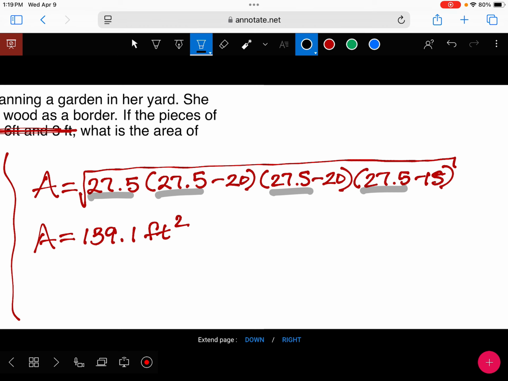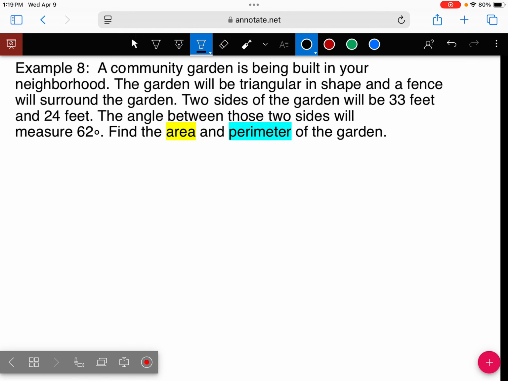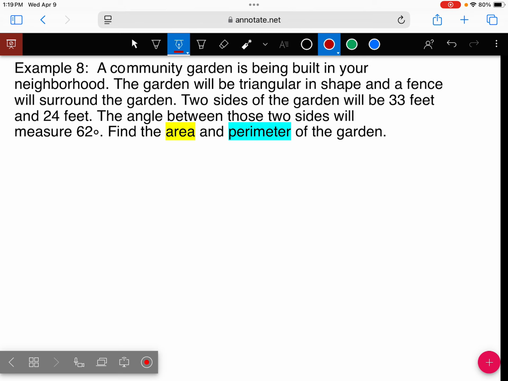All right, last one, y'all. We're finishing up chapter 8. So we got a garden. That garden is being built in your neighborhood. The garden will be triangular and a fence will surround the garden. So 2 sides of the garden are 33 and 24. The angle between those sides measures 62. So I'm going to go ahead and draw this out. So I have my garden. And I have a 62 here. And then I have a 33. And we have a 24.